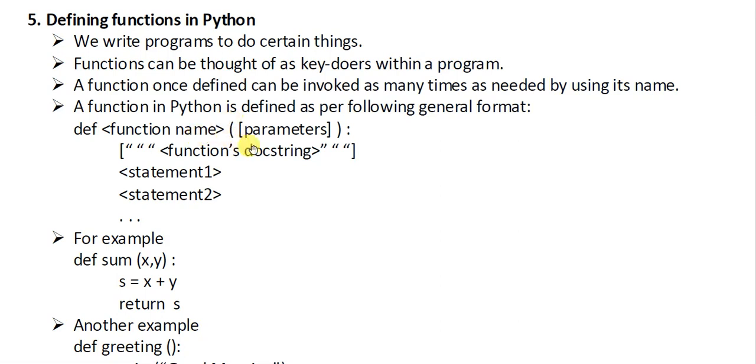Then in the parenthesis you will provide parameters. There can be or cannot be some parameters. This bracket can be empty if the function is not requiring any value, or if it is requiring some value to perform action on it, then you will name those values here separated by comma. Then you will put a colon sign to mark the end of this function header, and to mark the beginning of the block.